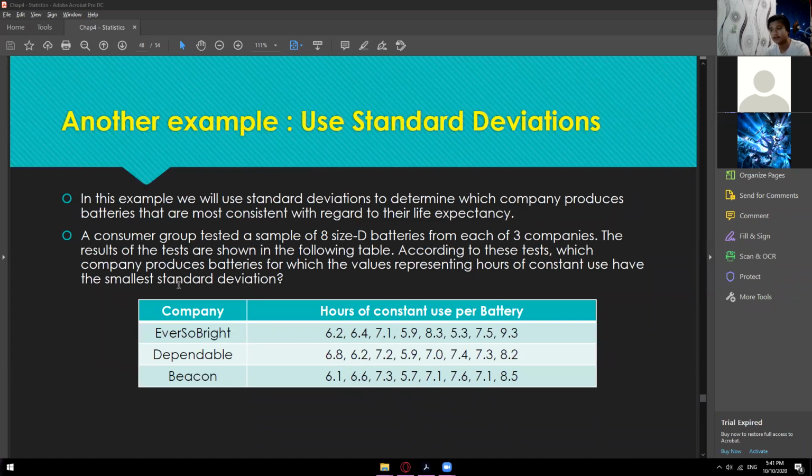Because that only means the variation, or the difference from the most exact value that we expect. So in here, we have the company Ever So Bright, the company Dependable, and then Beacon. Those 3 companies produce size D batteries, and they tested their products. So they tested 1, 2, 3, 4, 5, 6, 7, 8 batteries from each company.